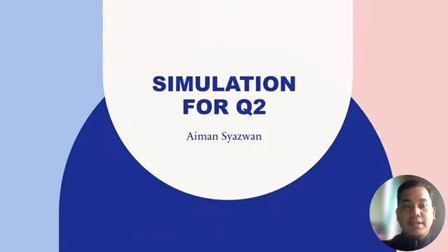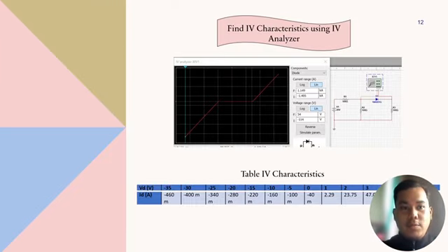Hi, my name is AIMAN SYAZWAN. I continue the presentation about the simulation method in question 2. Okay, first, we need to construct the circuit in Multisim to make the IV characteristic graph. This circuit and graph show the IV characteristic for the simulation method in question 2. To create the IV characteristics table, I use Shockley's equation to define the ID by changing the value of the IV analyzer in Multisim.